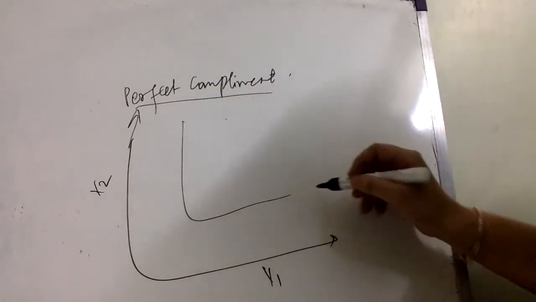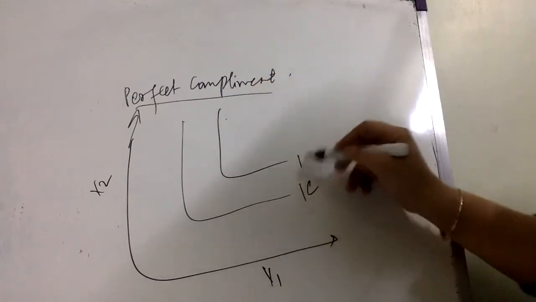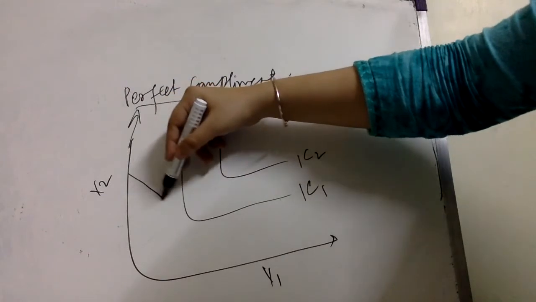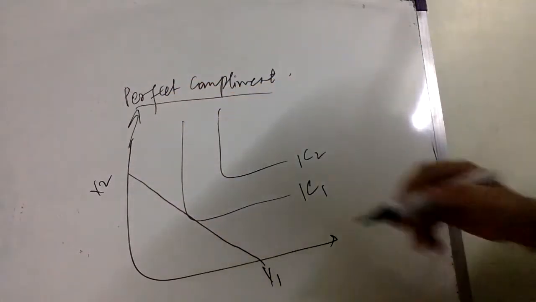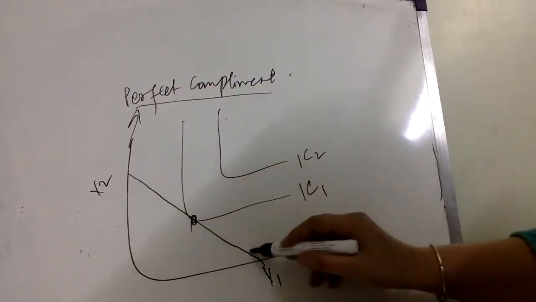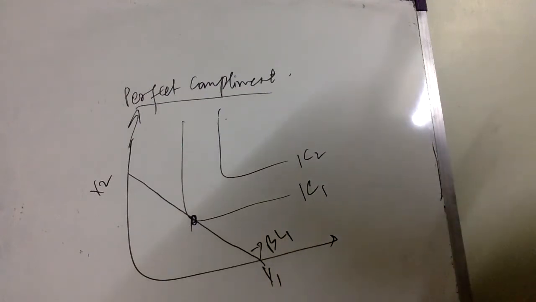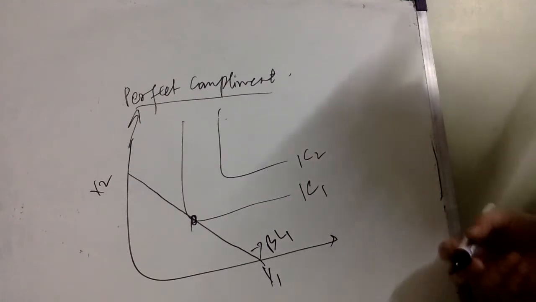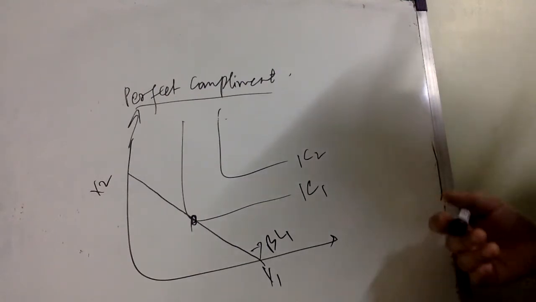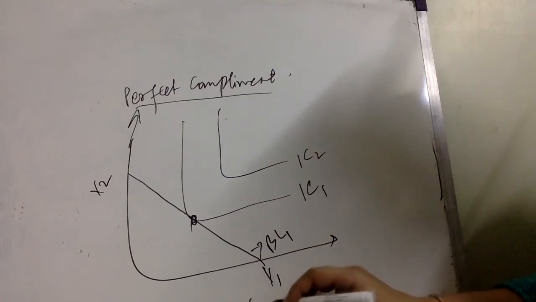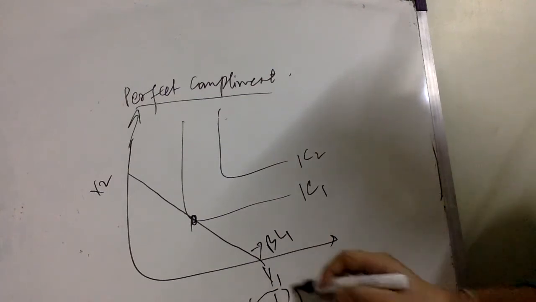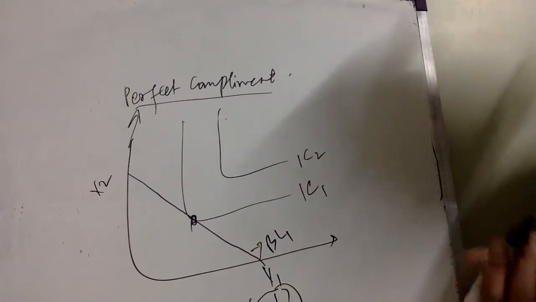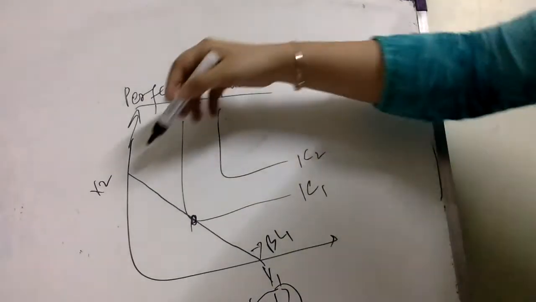So we have L-shaped ICs, right? Now given this is my original budget line, I have an optimality point here, so let's label it as BL1 to denote it's the original budget line. Now if the price falls, the budget line will become flatter. If P1 is falling, the budget line slope is minus P1 by P2. If the numerator is falling, the slope of the budget line becomes flatter.